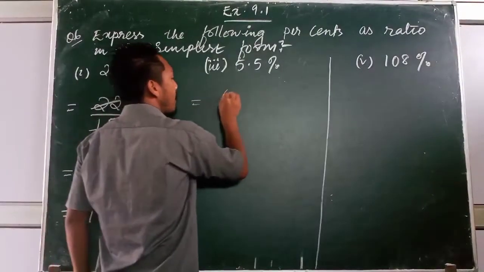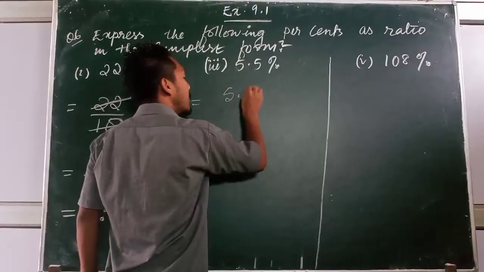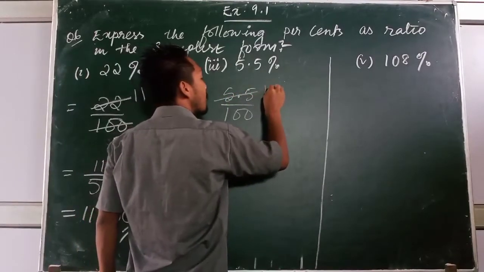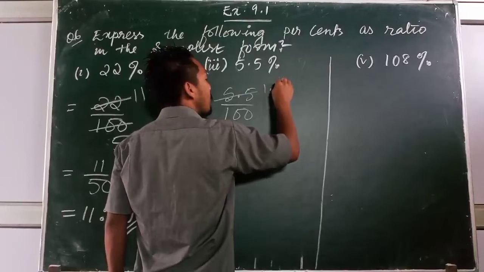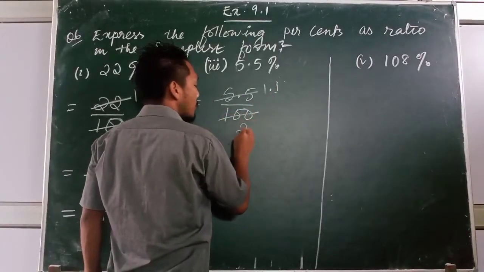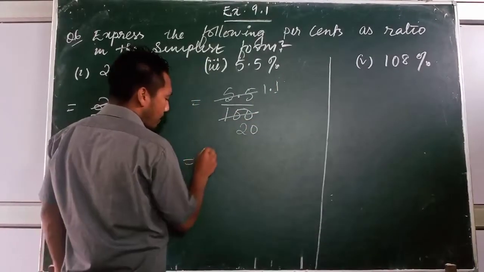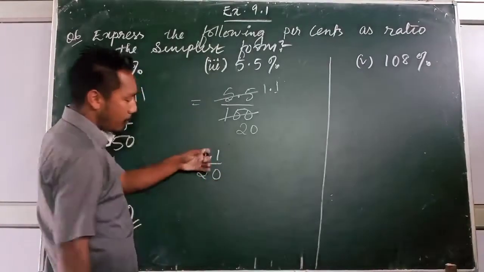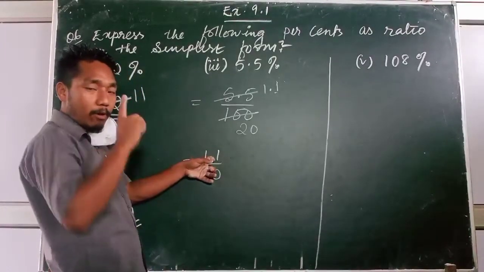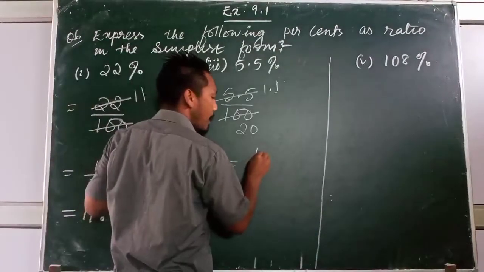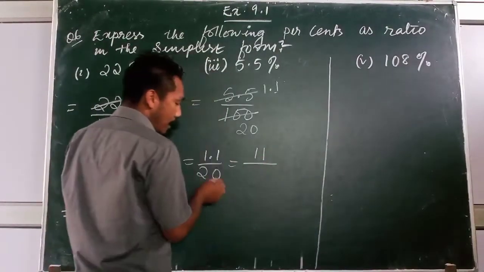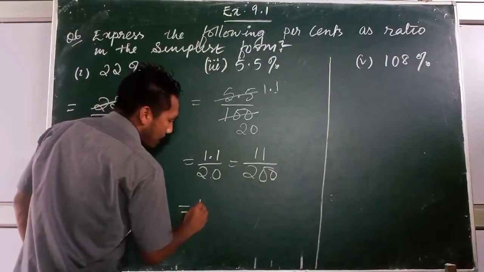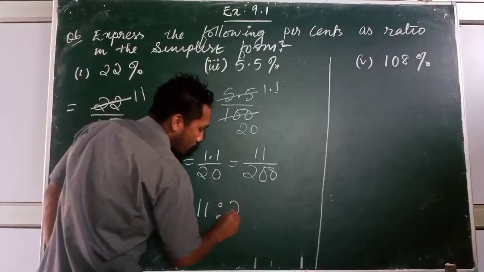Next here is 5.5 divided by 100. You can further divide it by 5. 5 ones are 5, 5 ones are 5, divided by 5 twos are 10. So again, if I write this, 1.1 divided by 20. To remove this point, after the point we have only one digit, so I write 11 and remove the point. Then I have to add one more 0 in the denominator. So your answer will become 11 is to 200.